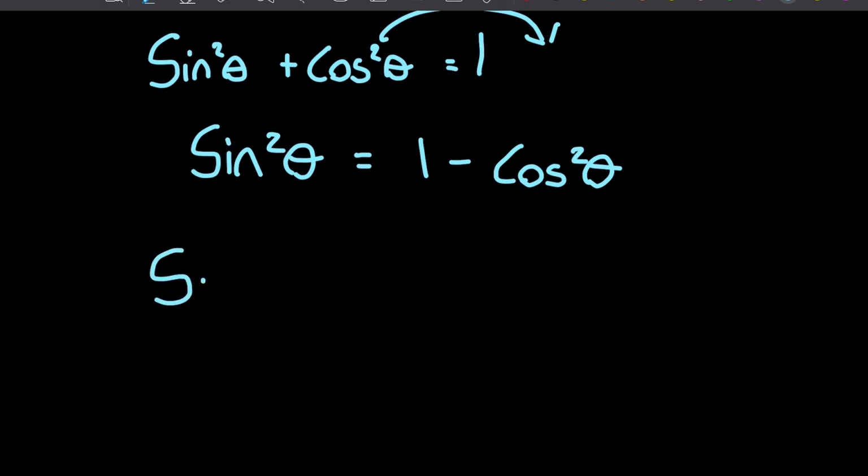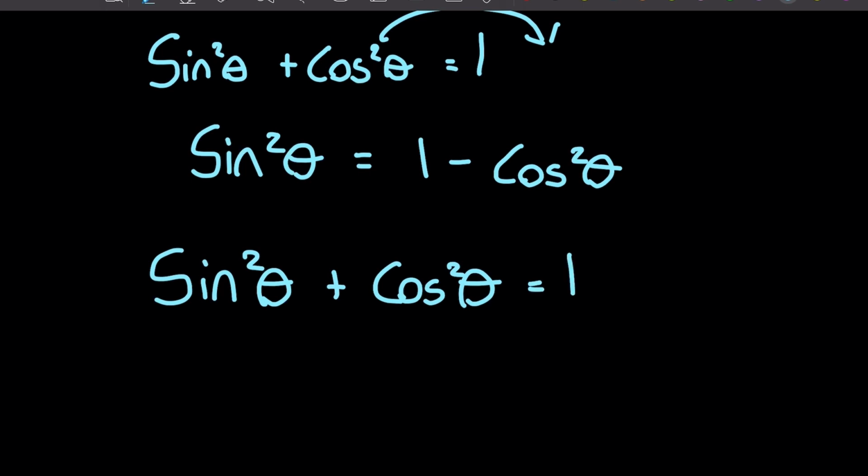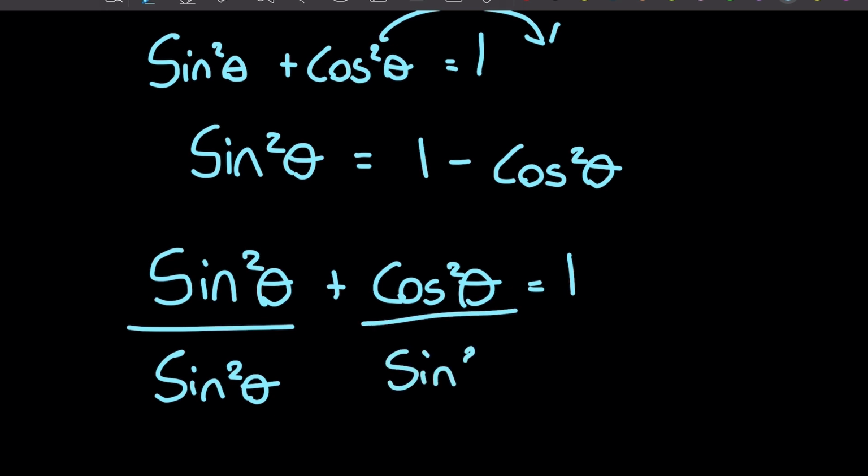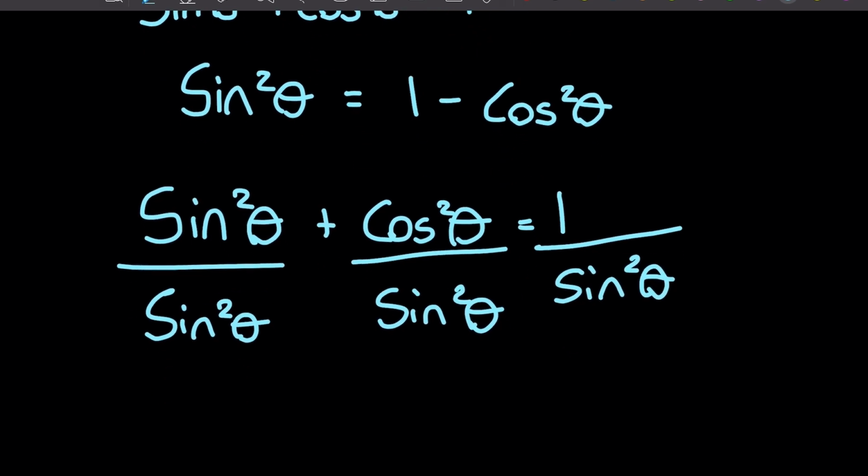So let's say we had sine squared theta plus cos squared theta, I will say it's equal to 1. And we divided each term by sine squared theta. What would this give us? So sine squared theta over sine squared theta, that cancels out. We know that's equal to 1.